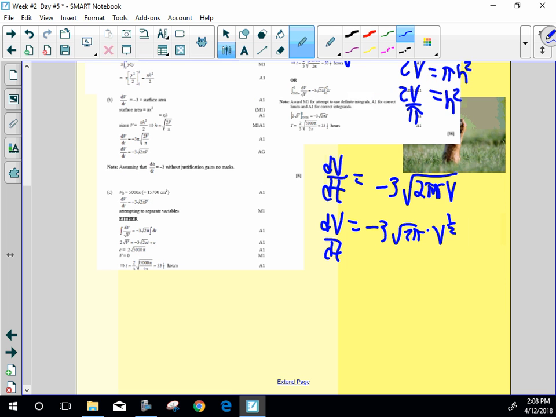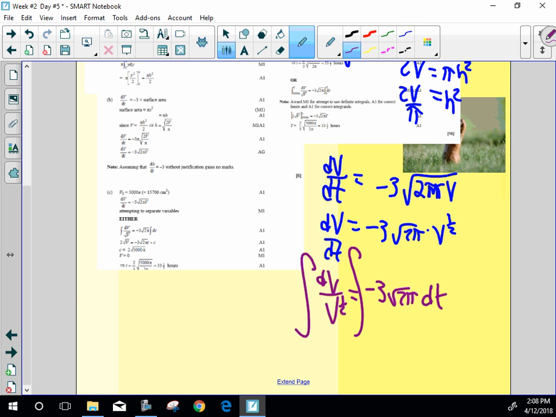What do you think we're going to do next? Close. We would if I had only v's here and only t's here. We're going to separate these. I'm going to put the v to the 1/2 down here, and I'm going to put the negative 3 times the square root of 2 pi dt here. So if I integrate both sides, you're going to be able to get t, and t is what you're trying to find.